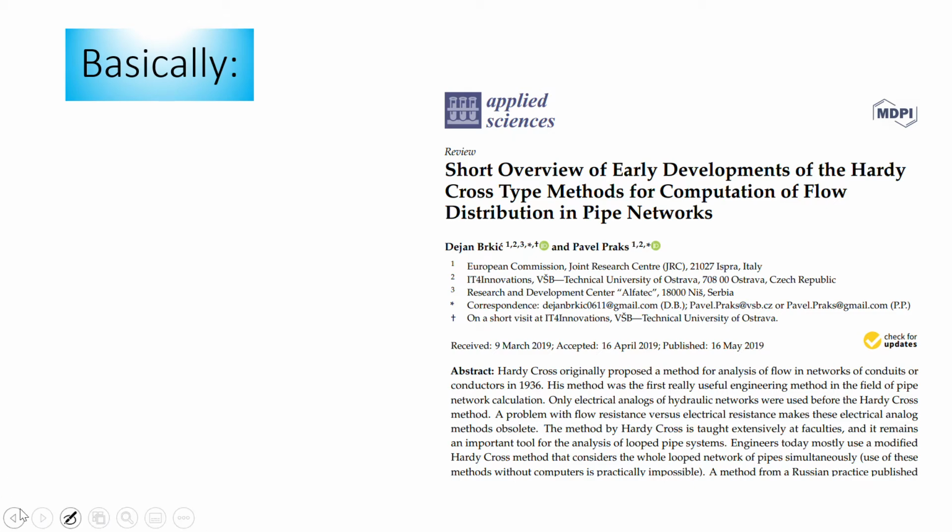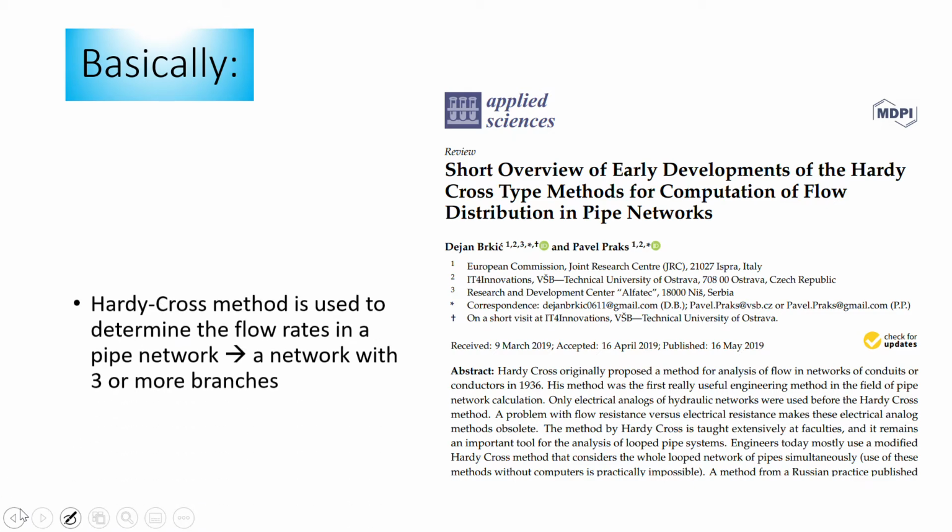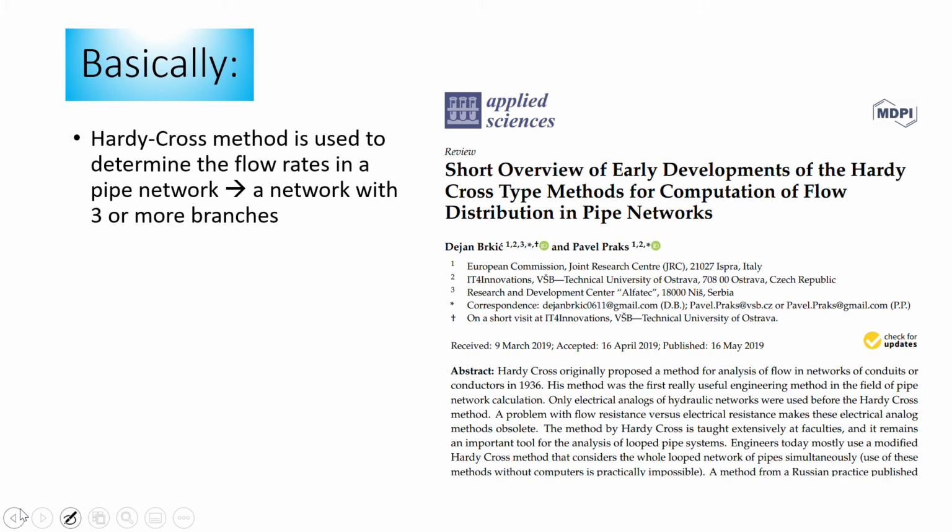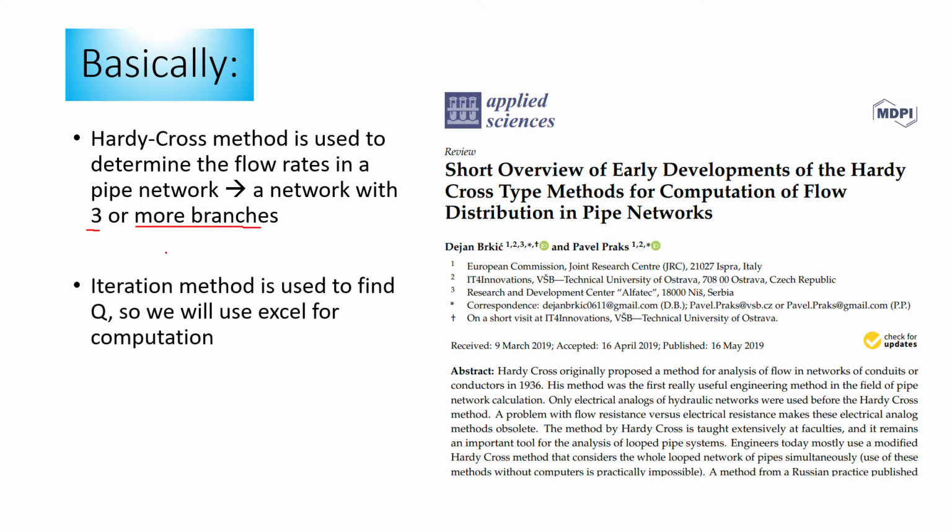Basically, what is the Hardy-Cross method? This method is used to determine the flow rates in a pipe network. A pipe network is a network with 3 or more branches. An iteration method is used to find Q, and we will use Excel for computation. I hope by now you are already familiar with the iteration method.